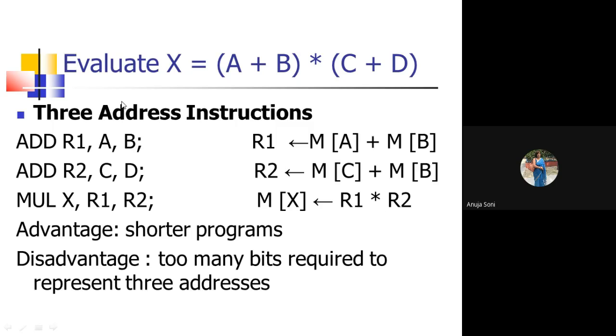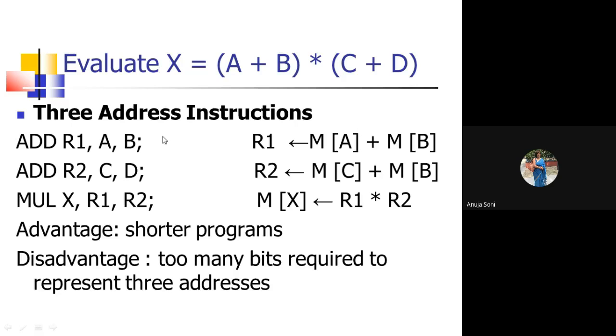How will it work? Wherever the operands refer to memory, they refer to a memory address, but where there are registers, there is no need to write M of R1, M of R2. But in case of A and B, you need to write M of A and M of B. That means A and B are the addresses of the operands stored in the memory. So, how will it work?